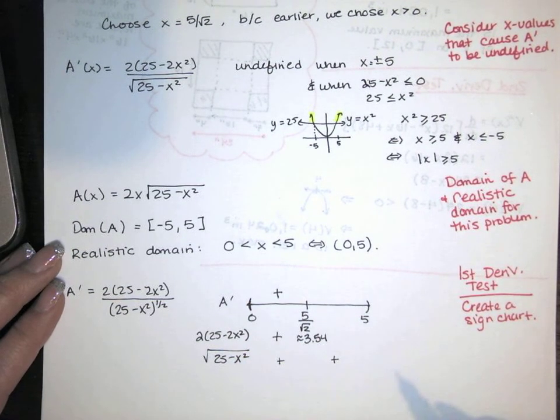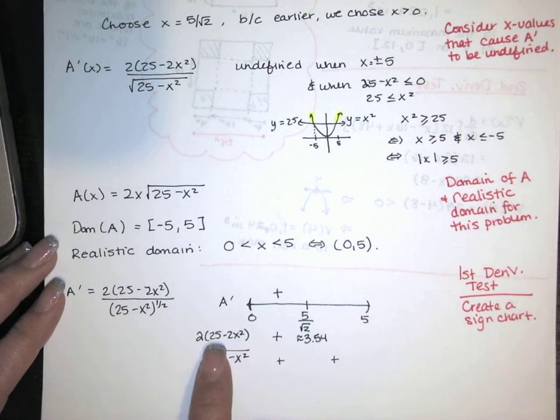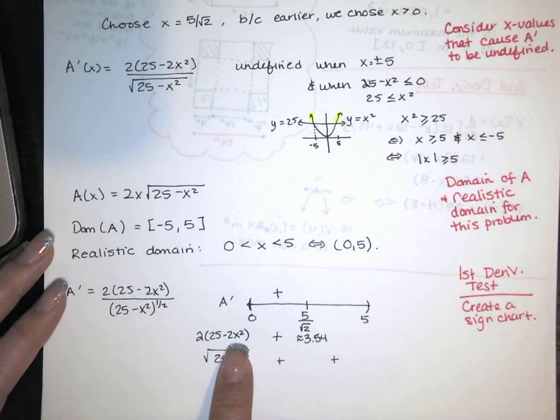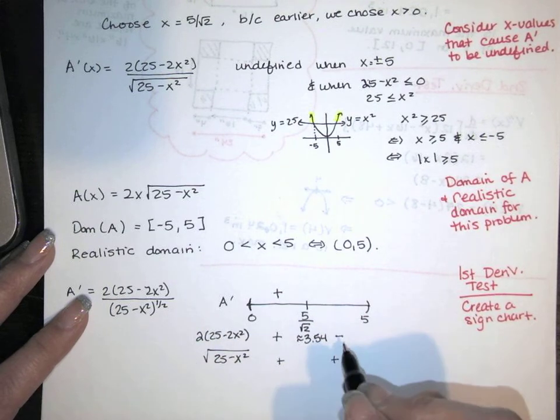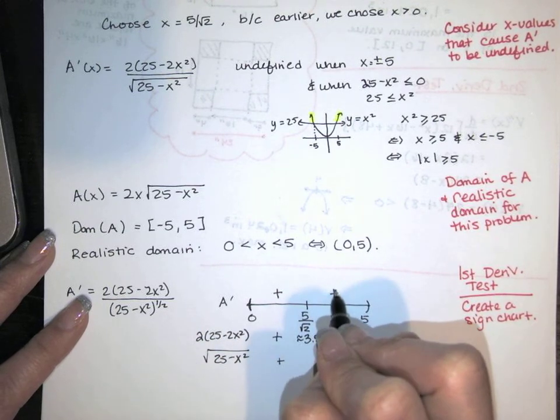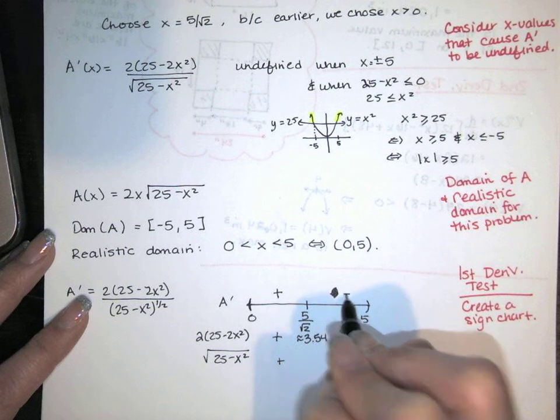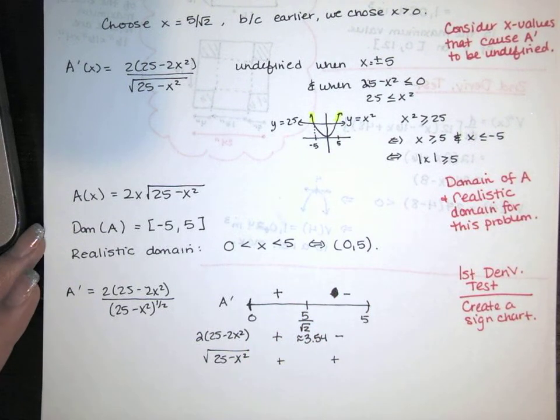Over here at x equals 4. 4 squared is 16. 16 times 2 is 32. 25 minus 32, definitely negative. Or yeah, 25 minus 32, yes, I said it right. It's definitely negative. Multiply it by 2, still negative. So I've got a negative over a positive. Whoops, I said negative and I wrote positive. Okay, we're there. What does that mean?